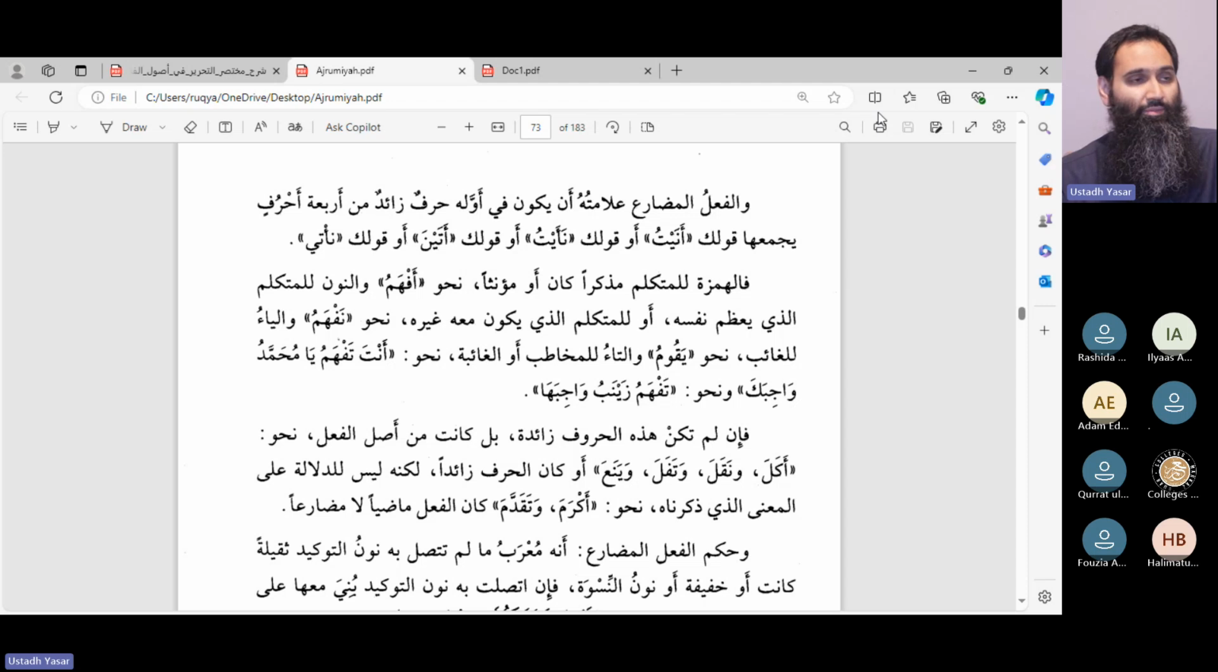Tafala, to spit. Again, we have ta in front of it. Does that mean it's fi'l mudari? No. Why? Because this ta is asliya, it's from the masdar tafl, spit or spitting. Wa yana'a, it has ya. This is fi'l madi, yana'a. It has ya, but is it fi'l mudari? No, because this ya is asliya. Yana'a means to ripen, to become ripe, like fruit when it becomes ripe.